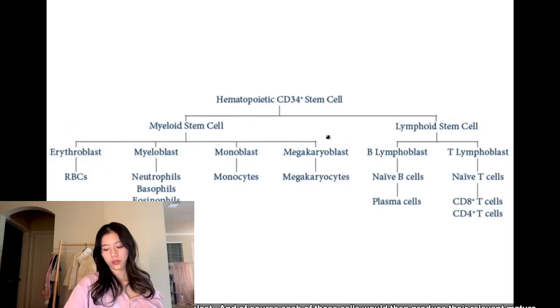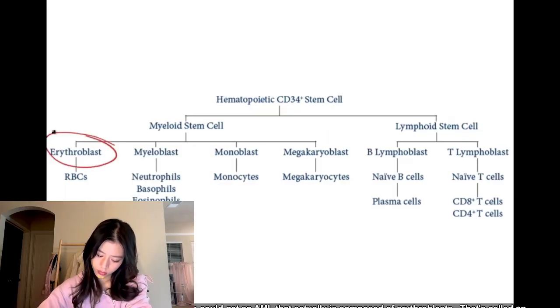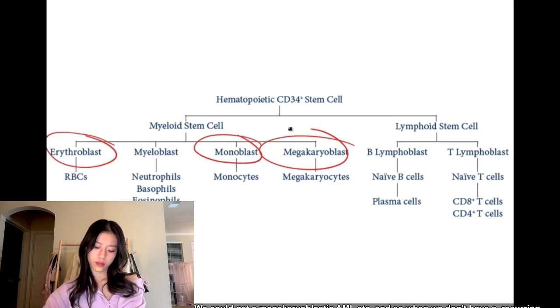Now, when we globally think about AML, we could get an AML that is composed of erythroblasts. That's called an erythroblastic AML. We could get a monoblastic AML. We could get a megakaryoblastic AML, etc. And so when we don't have a recurring cytogenetic abnormality, we will subclassify the AML based on the lineage of differentiation of the cells. This results in a slightly complicated classification of leukemia. However, there are a few high-yield subtypes to be familiar with, and we're only going to touch on those.